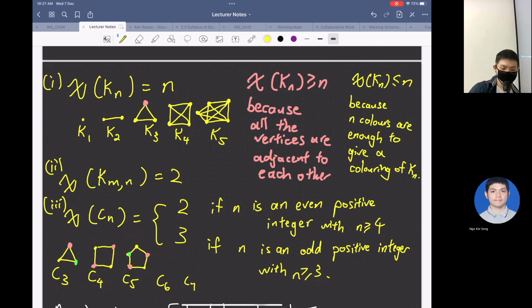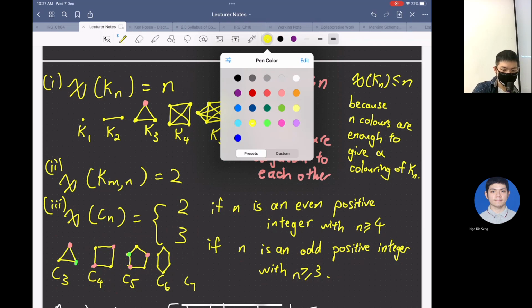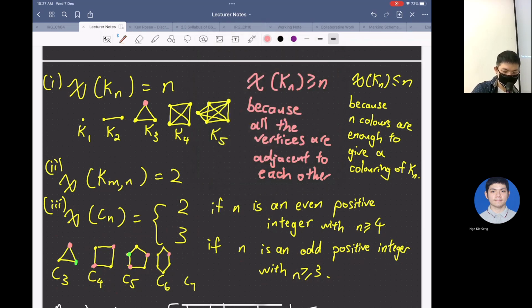Try and color it yourself. You know what C6 is? The hexagon. Then you keep adding 1 edge and then do the coloring. Okay.